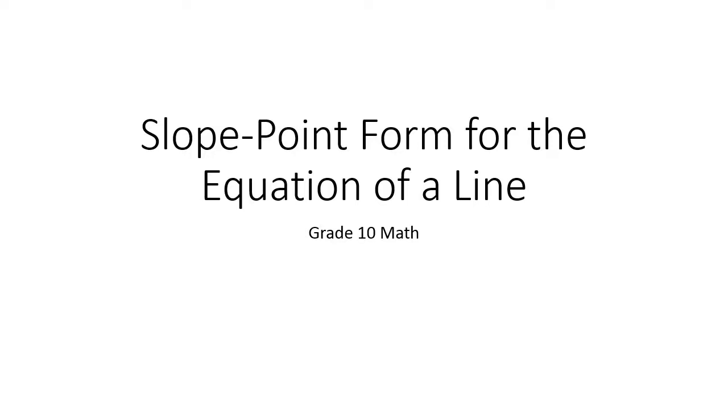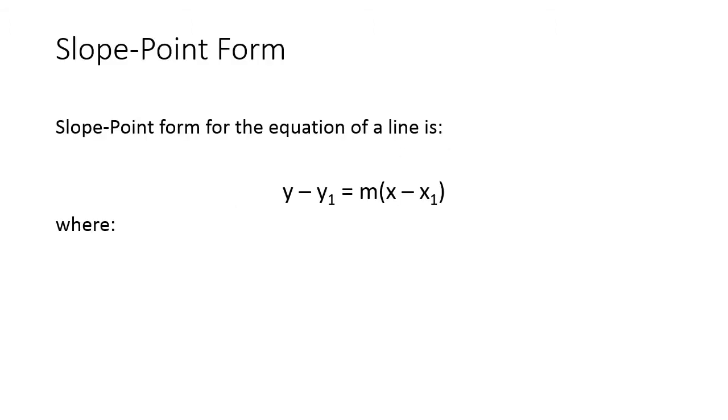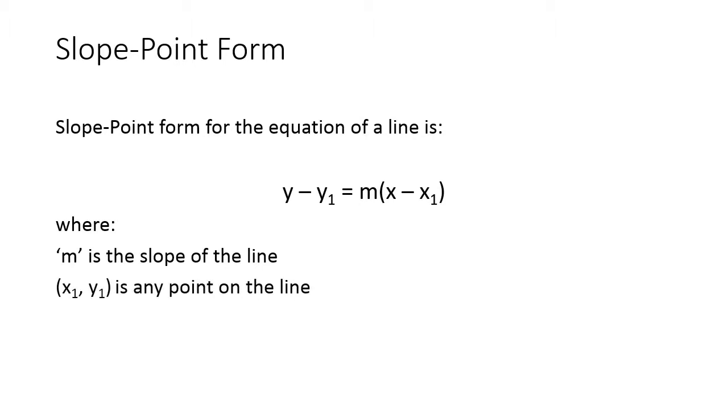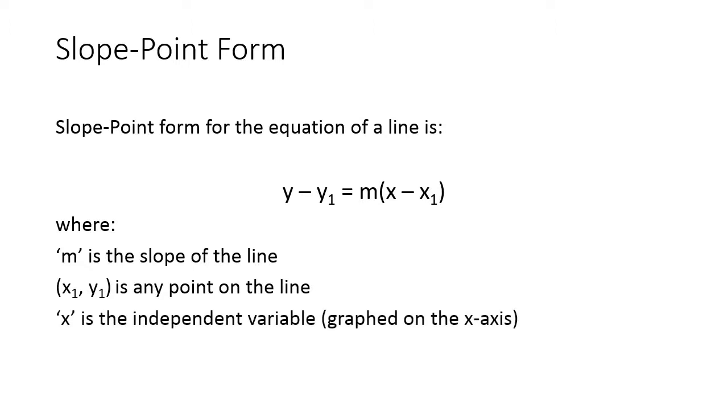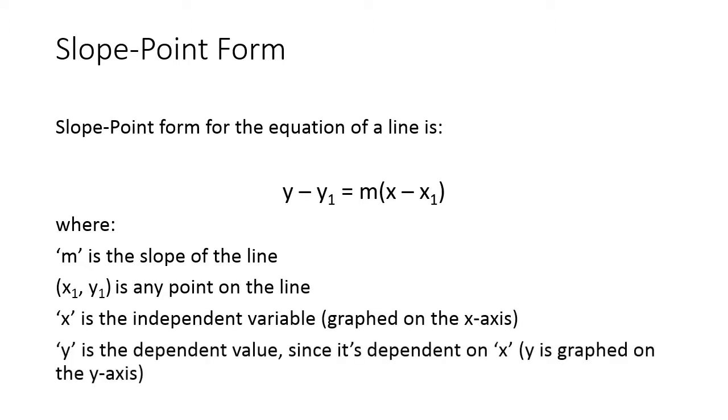This lesson is on the slope point form for the equation of a line. So the slope point form for the equation of a line is y minus y1 equals m times x minus x1, where m is the slope as usual, x1 and y1 is any point on the line, x is the independent variable, and y is the dependent value. So x, the independent variable, is on the x-axis, y is on the y-axis.